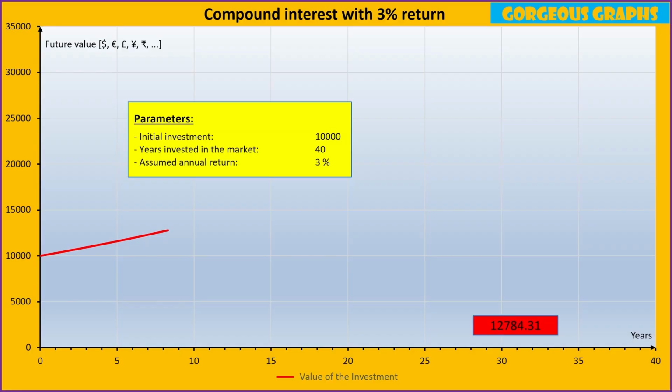On top of that, for the simplicity of this example, zero volatility and a constant return rate were assumed, which makes the displayed graph look this linear compared to how it would actually look like in the real world, with many temporary ups and downs.